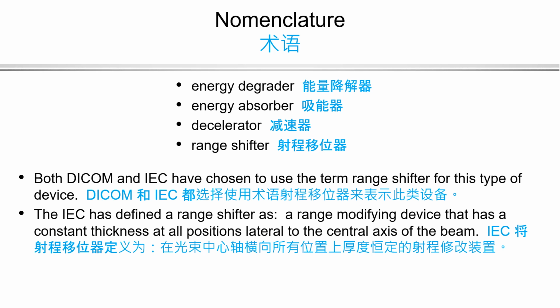The DICOM Standards Committee chose to use the term range shifter for this type of device. The IEC Standards Committee followed the DICOM choice and defined a range shifter as a range-modifying device that has a constant thickness at all positions lateral to the central axis of the beam.